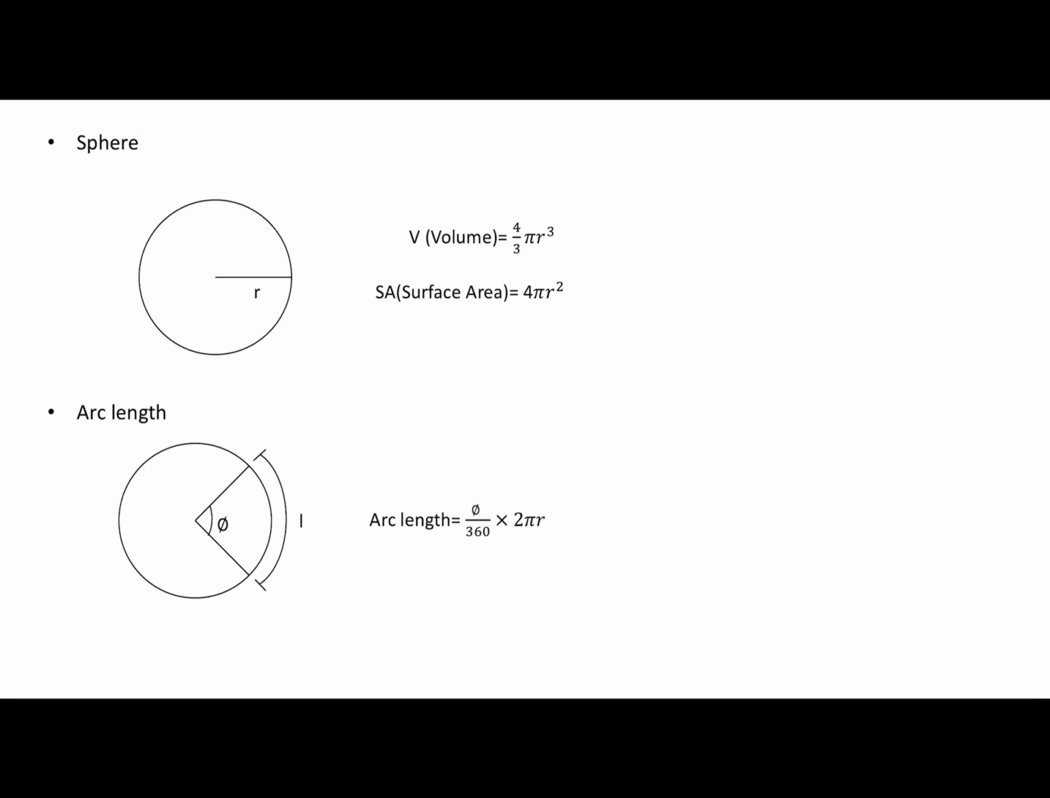You have to know something called arc length. So when you have a sector here, the outside is called the arc. So the arc length, which is L here, is the angle in degrees over 360 times 2 pi r. You learn this later when you learn about radians, but for now, you just have to memorize this formula.